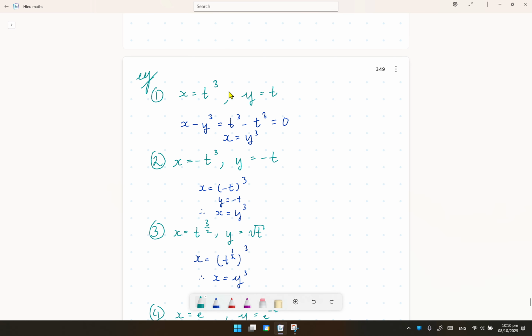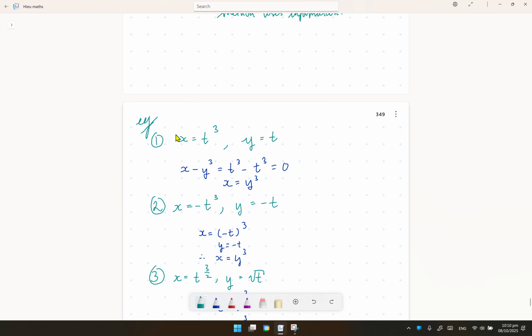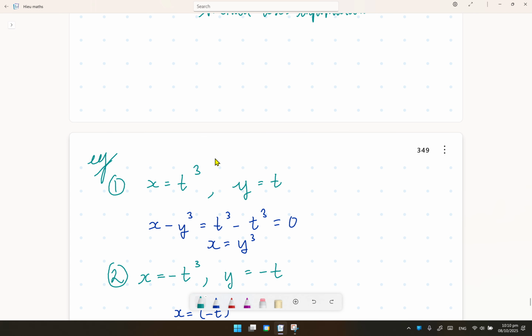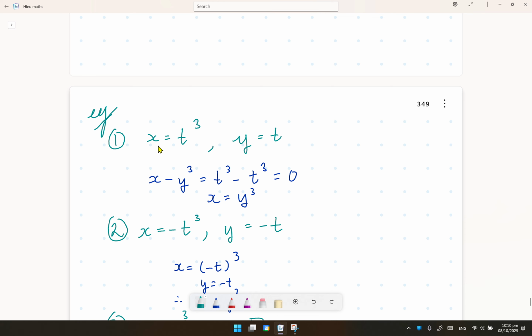So let's use another example. So all these examples here, let's try, right? So we have x equals t cubed and y equals t. So how do we get rid of the t? Well, in this case, I used x minus y cubed, which is 0. So x minus y cubed is t cubed minus t cubed, which is equal to 0. So therefore, x equals y cubed.